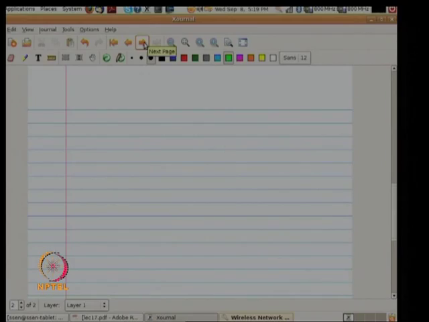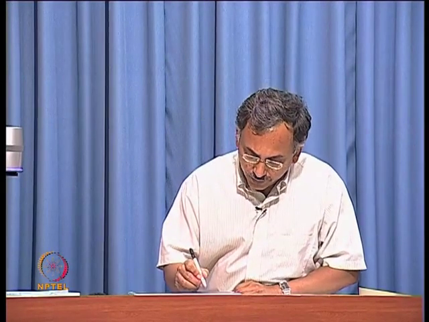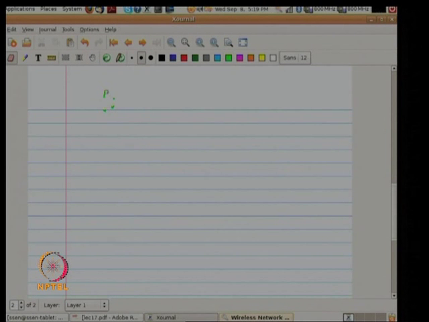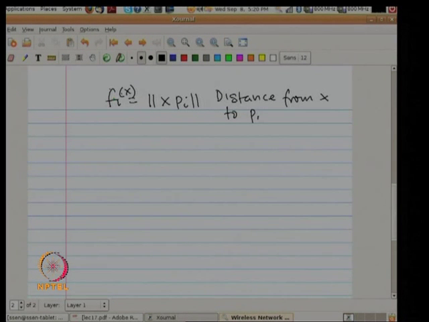Now, why do I need this? What I will do is define a function f_i(x) as the distance from x to p_i. Okay. So, what does this function look like if you look at the graph of this function? Oh, I did not reach the minimization diagram yet. I am just asking you. So, if you look at the function f_i(x), what is the shape of this function?